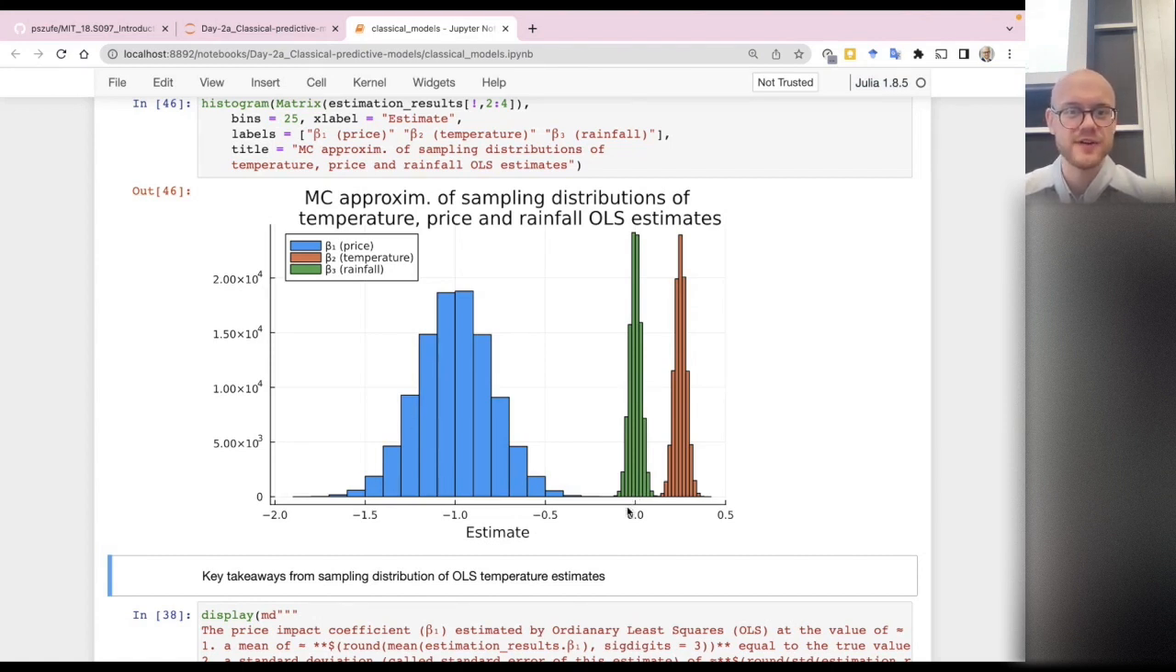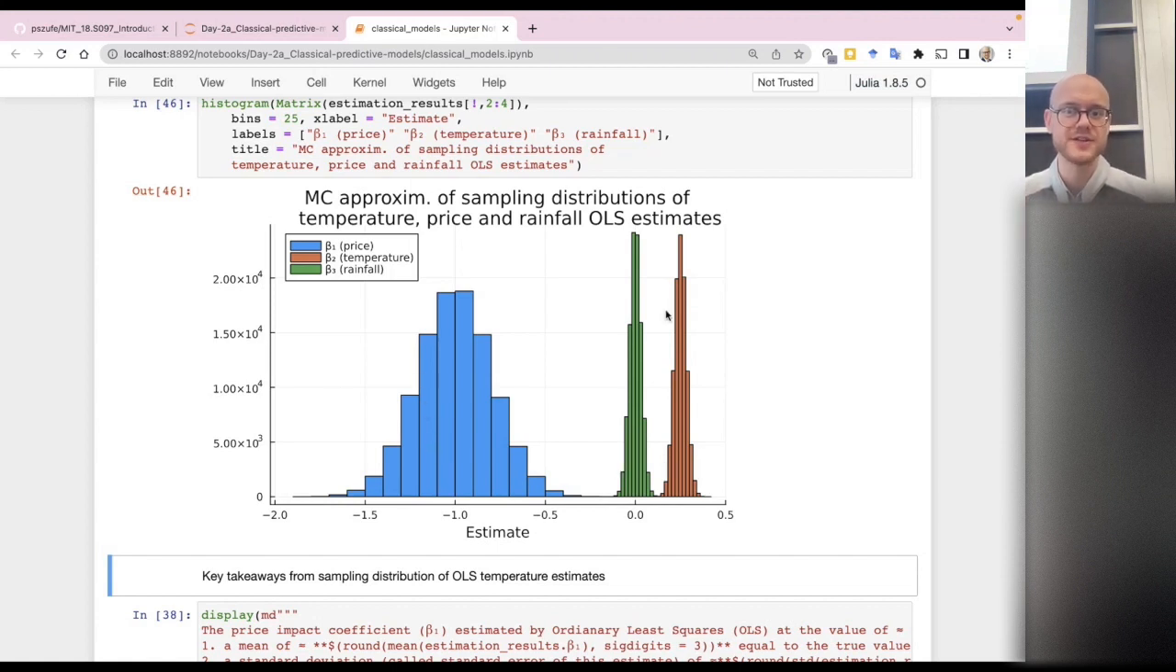And also we have the sampling distribution for temperature. The true value is 0.25, and we see it's centered around 1/4 with a smaller standard deviation than the price.